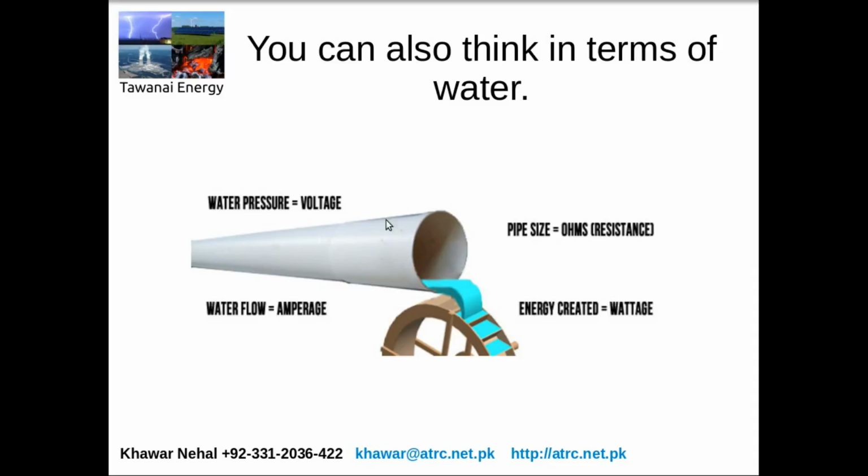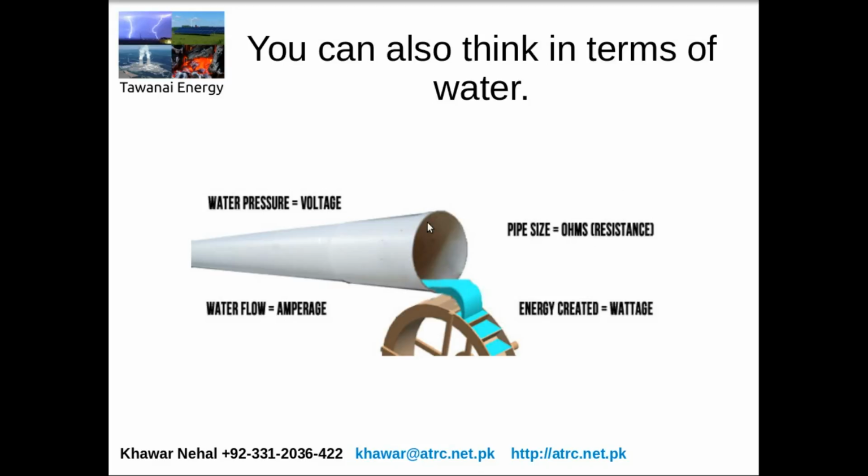Similarly, you could also have the analogy of water going through a pipe. The pressure of the water will define how fast the water moves through it, and that would be the voltage. The amount of water that's going through is going to be the amperage. The size of the pipe will define how much resistance there is, and the length of the pipe also will define the resistance.